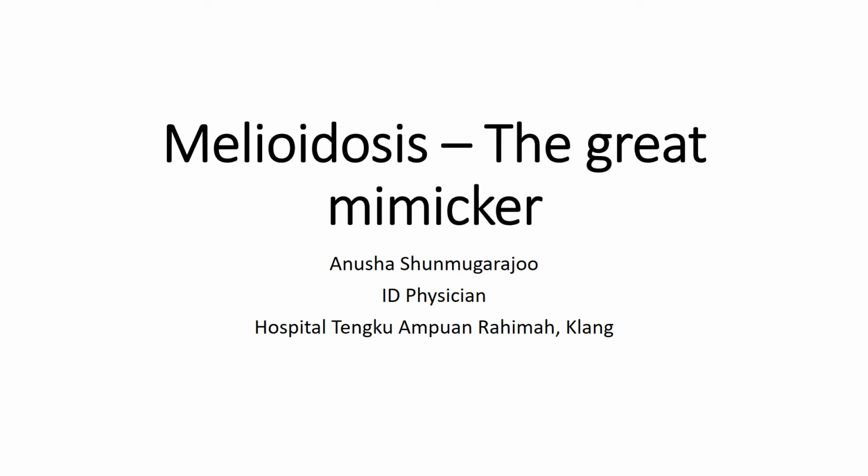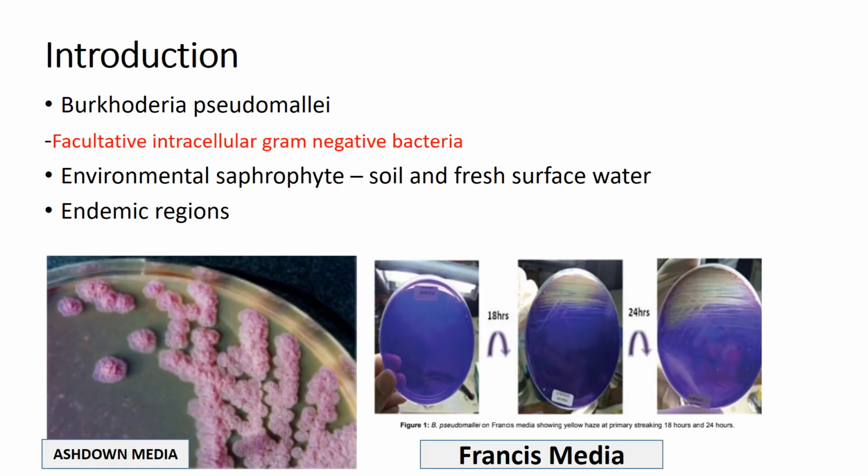My topic today is melioidosis, the great mimicker. As an introduction, melioidosis is caused by Burkholderia pseudomallei. It's a facultative intracellular gram-negative bacteria. It is an environmental saprophyte found in fresh surface water or soil, and there are certain endemic regions around the world. If you look at Malaysia, we are certainly endemic.